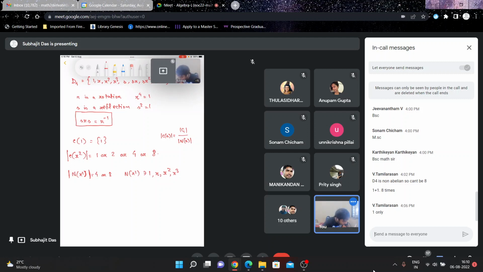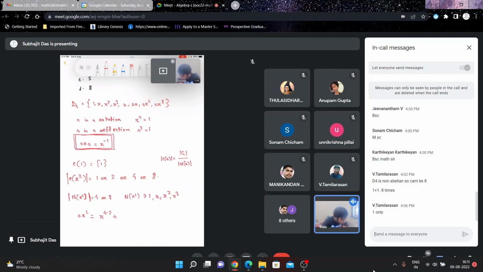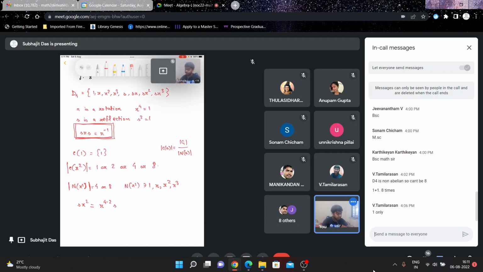Let's see. So what is S R square? Does S commute with R square, or is S in the normalizer of R square? So S R square, as you know, is R to the power 4 minus 2, S, right? You can just use this relation that I have written here. Just use this relation again and again to compute this. Simple. If you have some doubt, I can just compute it by hand. So S R square is SRR, which is SRS... So this is the same as saying that SR is R inverse S, right?